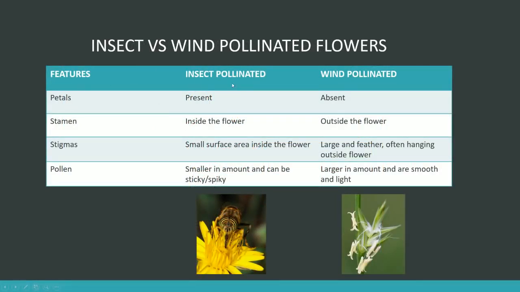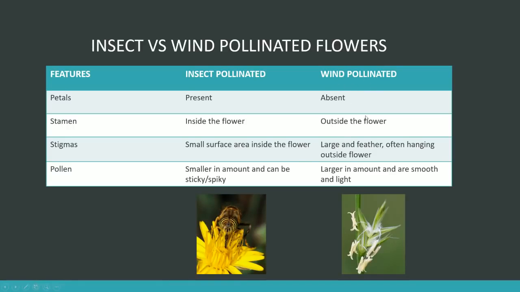The insect pollinated flowers will also always have petals, and wind pollinated flowers won't, and that's pretty obvious. Petals act to attract insects, and wind pollinated flowers don't actually need insects at all. They rely on wind, so they don't need petals. The stamen, which is the male reproductive part, will be inside the flower of an insect pollinated flower, and that's quite self-explanatory, because that increases the chance of an insect like this bee physically rubbing on it, and hopefully a bit of pollen sticks on it, right?